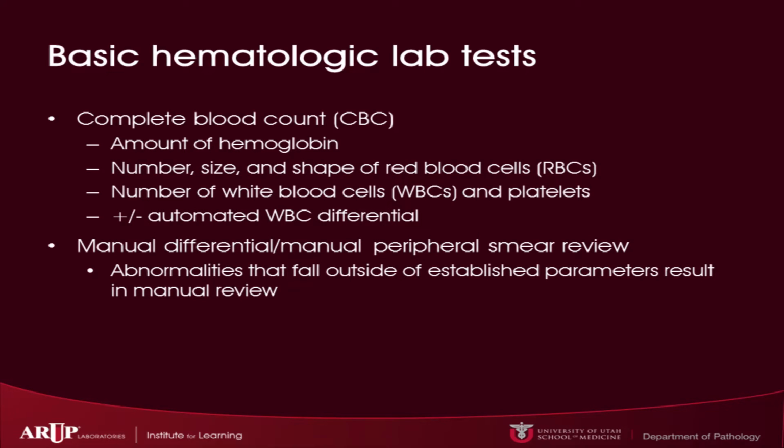Sometimes we have to look at the peripheral smear manually when some of the parameters of the CBC go beyond the established parameters, like if we see something atypical or the instrument flags some of the parameters. The instrument is not able to identify some of the cells, or it's completely confused. So we need to look at the peripheral smear and make our interpretation manually. Like if there are atypical lymphocytes or if there is a blast, then we need to look at it and come up with a manual differential.